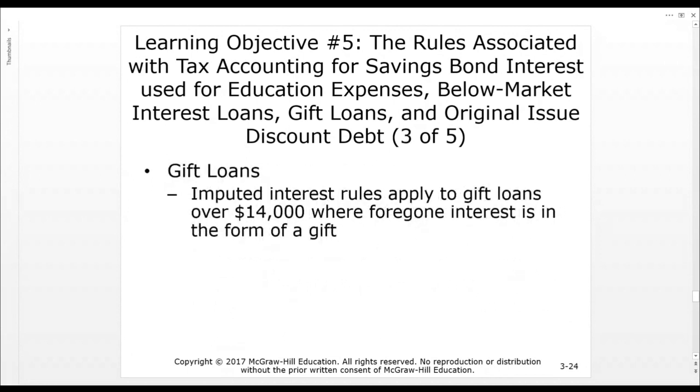That's not that important. Gift loans. Imputed interest rules apply to gift loans over $14,000 where foregone interest is in the form of a gift. So there's like a little clause. Gift taxes is something very difficult. And again, if you want to be a tax preparer, gift taxes is its own entity all by itself, right? It's something very specialized that a lot of people don't really understand. It's form 706, gift tax.